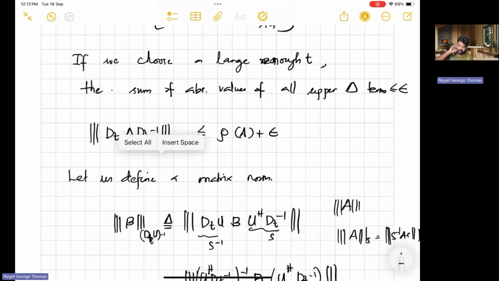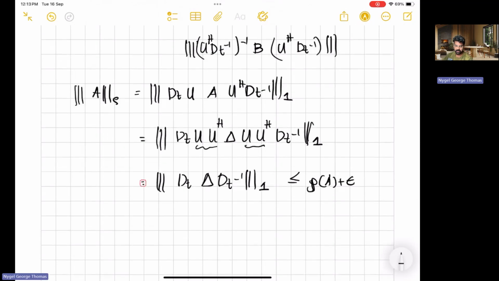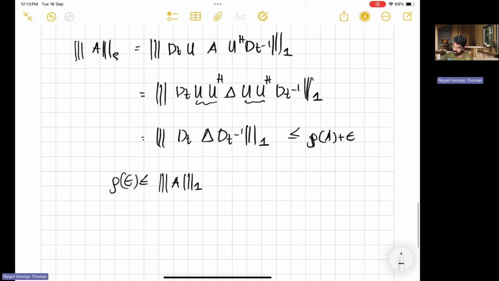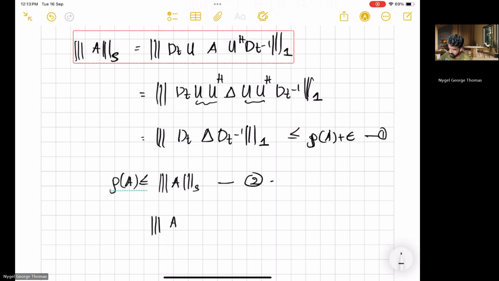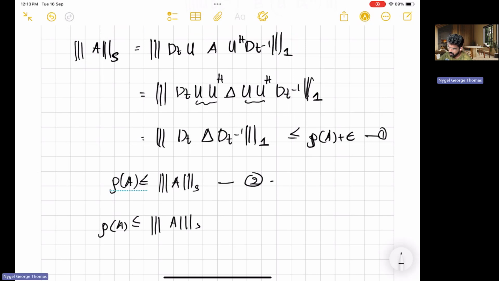So this is rho of A plus epsilon, and we already know for any norm, this is at least rho of A. So combining these two, we get that the S norm of A is bounded between rho of A and rho of A plus epsilon. So it is the greatest lower bound.